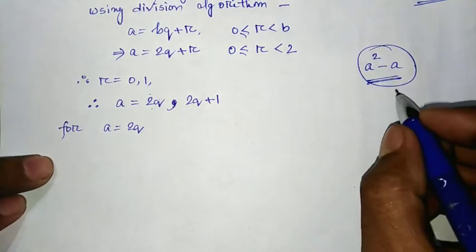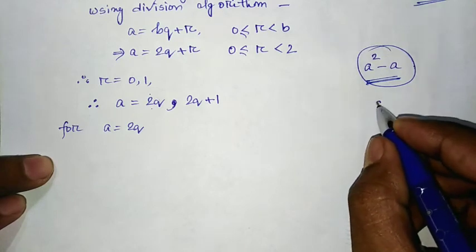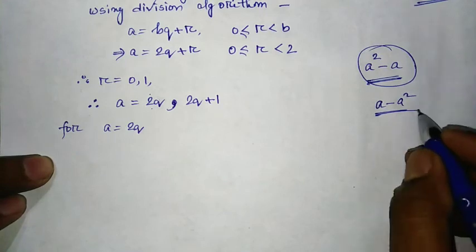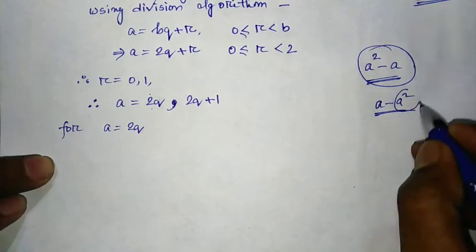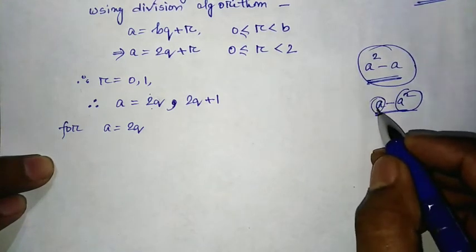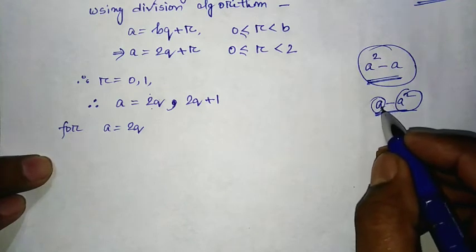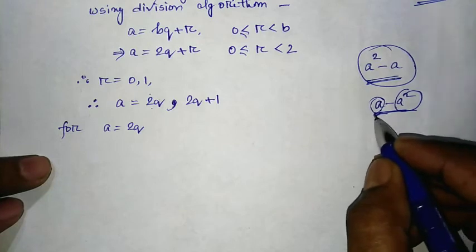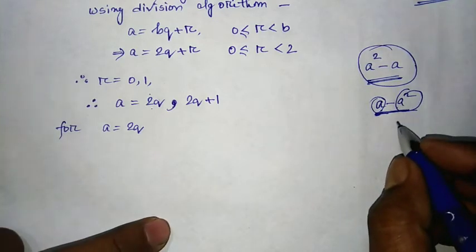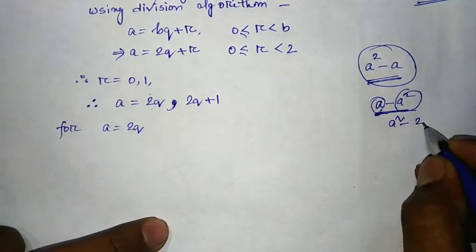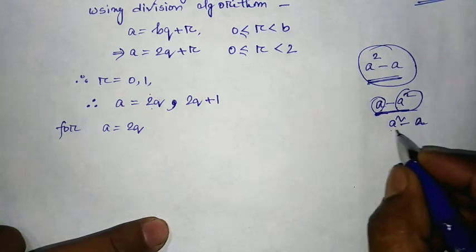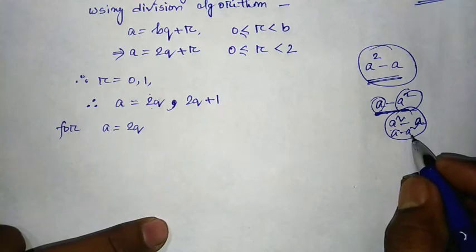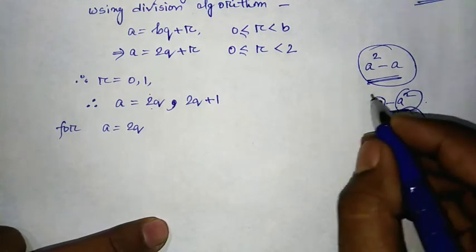Why am I not subtracting a square from a? Why am I not writing a minus a square? Because a square will always be greater than the value of a. Yes or no? So we cannot subtract a greater number from a smaller number. It will give us a negative number. So that is why I am writing a square minus a. You can write a minus a square also, but you will get negative numbers. So we have to consider a square minus a.